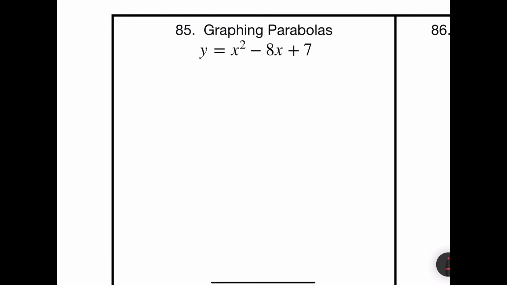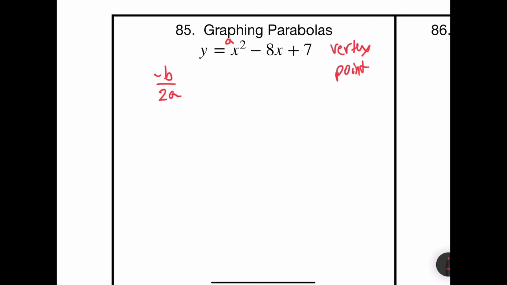Problem number 85 is graphing parabolas. It says y equals x squared minus 8x plus 7. So to graph a parabola, I need to know two things, a vertex and any other point, usually the y-intercept since it's pretty easy to find. So I'm going to use a shortcut, negative b over 2a. That will give me the x-coordinate of the vertex.